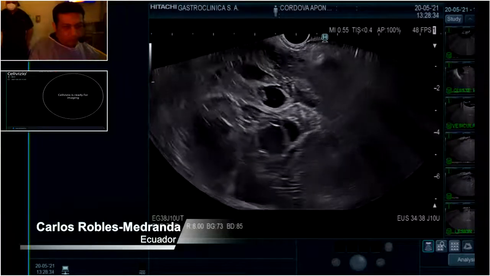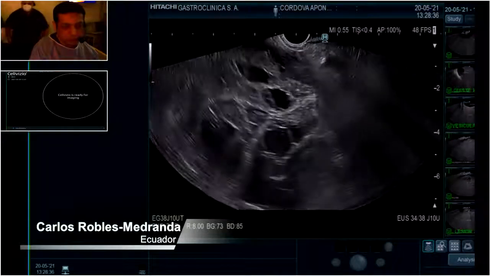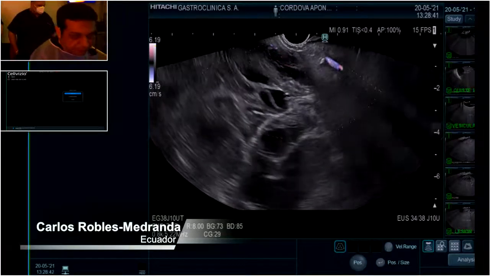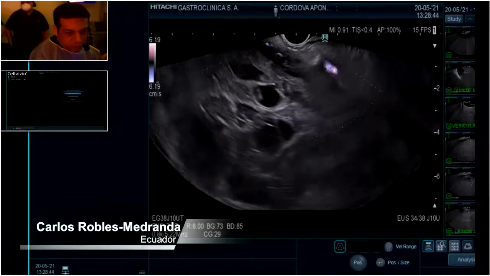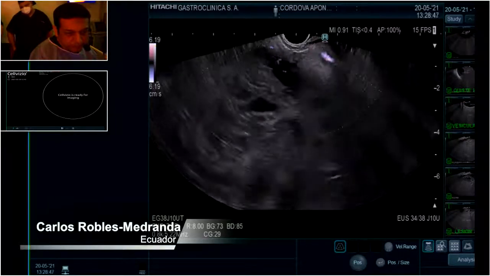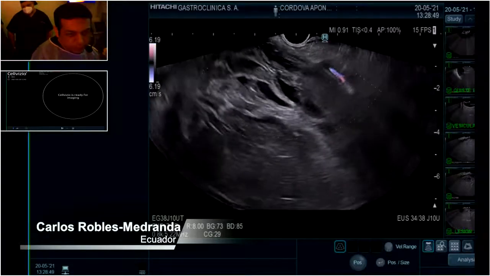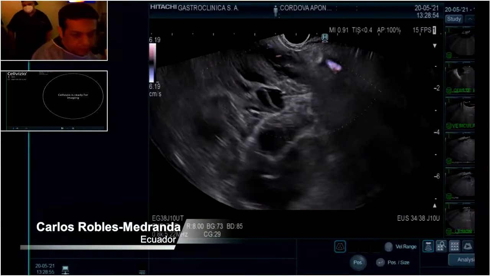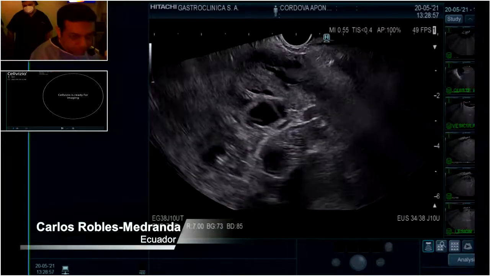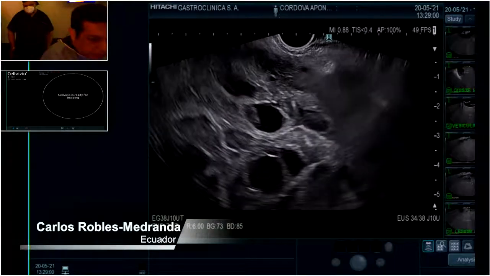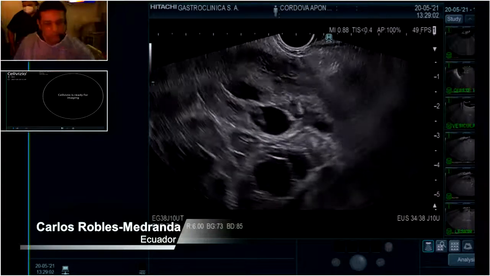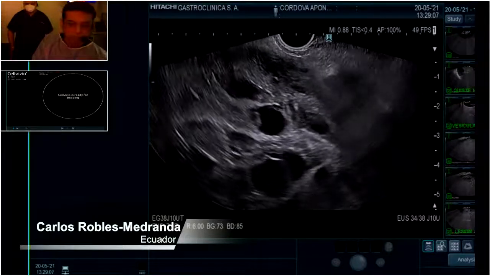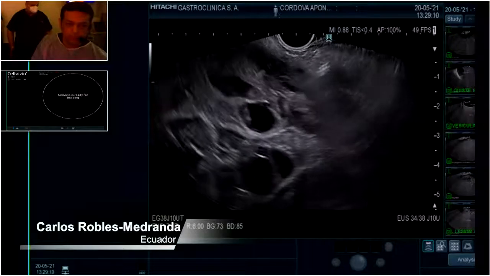So now I will use a 19-gauge needle. Very important to evaluate if there is any vessel. So what I see is that not a lot of vascularity. That's good. So I need to go inside one of these cysts and evaluate the wall. Very interesting lesion.